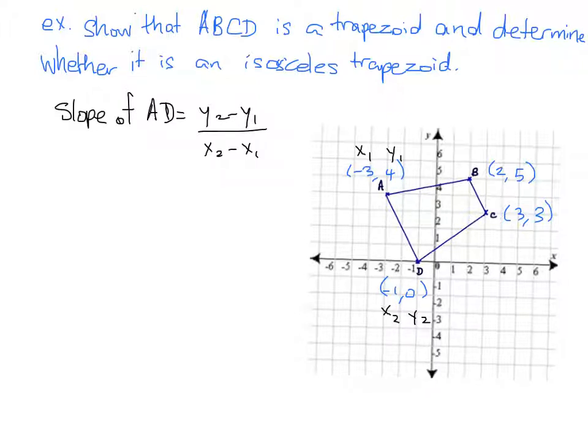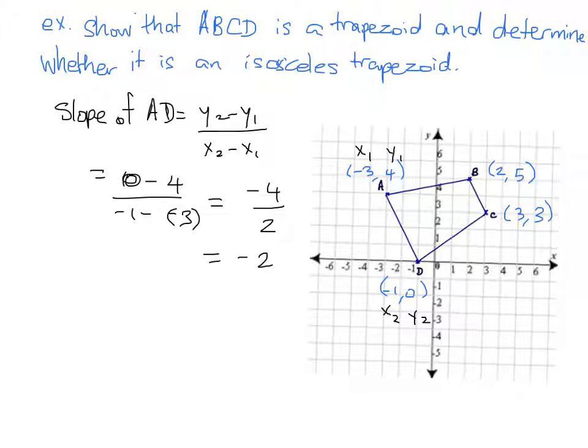All right, so now the slope of AD is going to be 0, minus 4, y2 minus y1, over x2, which is negative 1, minus negative 3. Which gives us negative 4 over 2, which gives us negative 2. So that is the slope of AD.